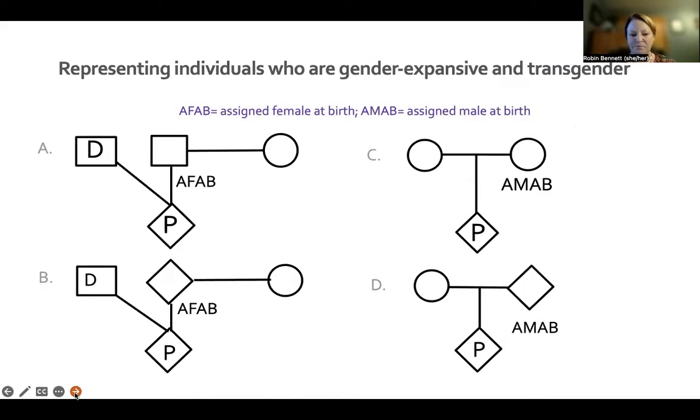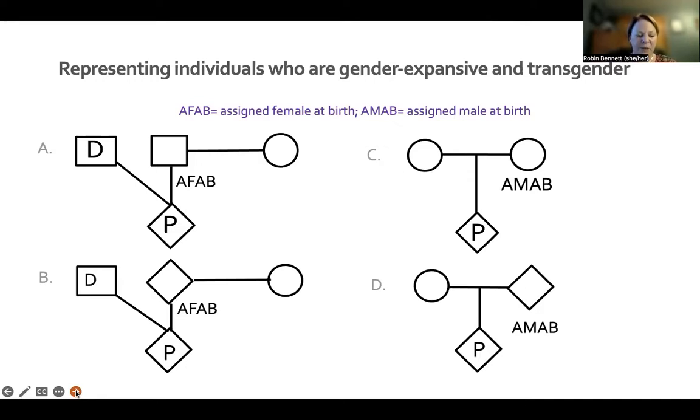Next slide, please. So here are some more symbols showing similar scenarios when a person is gender expansive or transgender. So in figure A, you have a person who is male, assigned female at birth, and they are carrying the pregnancy. So the person has a uterus and eggs, and they have used a donor sperm to conceive that pregnancy. And then the male's partner, the female, does not have a biological genetic relationship to that pregnancy.